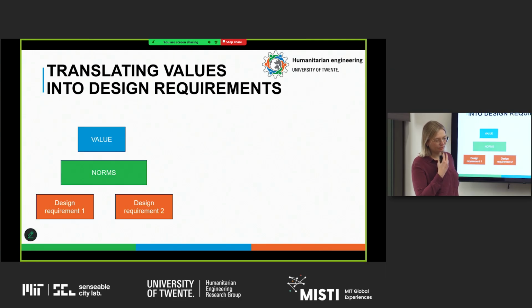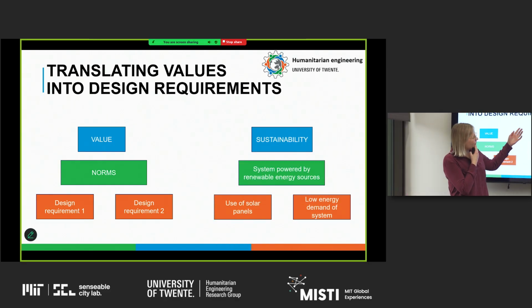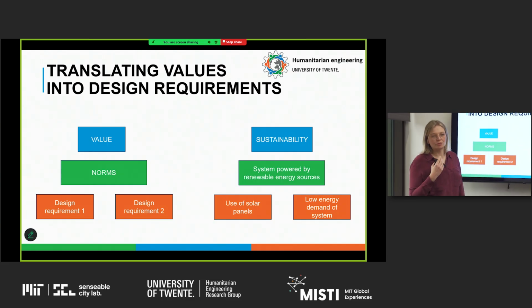Then how we can do that in a more technical translation is, for example, translating values into design requirements. So we start with values, translate that into norms, and then into design requirements. This is an example, starting with sustainability. Ecological sustainability was also one of the human values that were named before by Friedman and Kahn. So that could be translated into: the system should be powered by renewable energy, and further into design requirements: the system should use solar panels, or the system should use low energy demand.